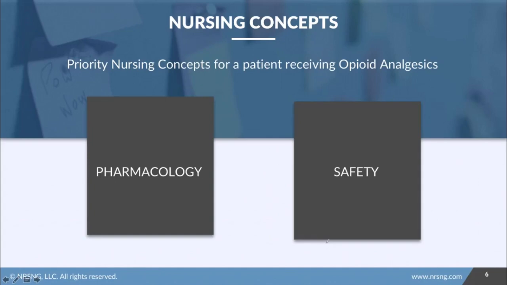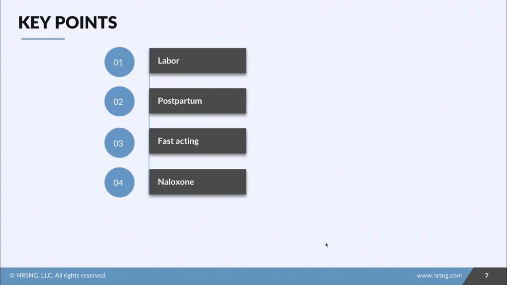Pharmacology and safety are going to be our concepts, because we are talking about medication, and the safety of the patient is going to be important when receiving these opioids. Okay, so what is important to know? Opioids are used as analgesics during labor. So these are going to be typically our IV medications, and they're also given in the postpartum period, PO typically. They are not going to be as numbing and take away the pain like an epidural, but they can be fast acting and help with the pain. And then we want to have naloxone available specifically for the newborn after delivery if any respiratory depression is occurring.